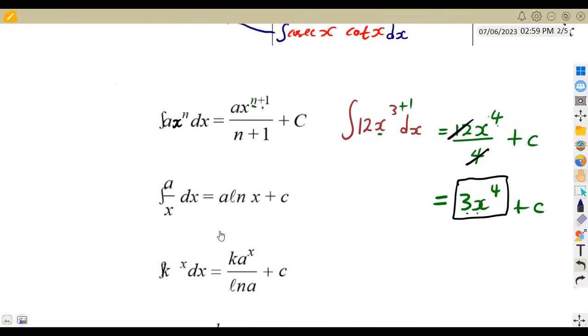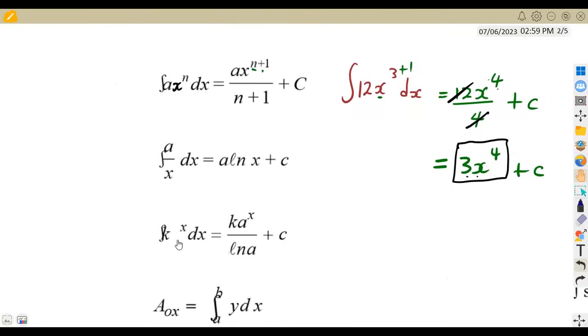So for ln, we are given, and for k a to the exponent of x, we are also given, like this. If you are given a constant with a to the exponent of x, you're going to use this integral. This is what you simply need to know. These are your standard integrals, all right?